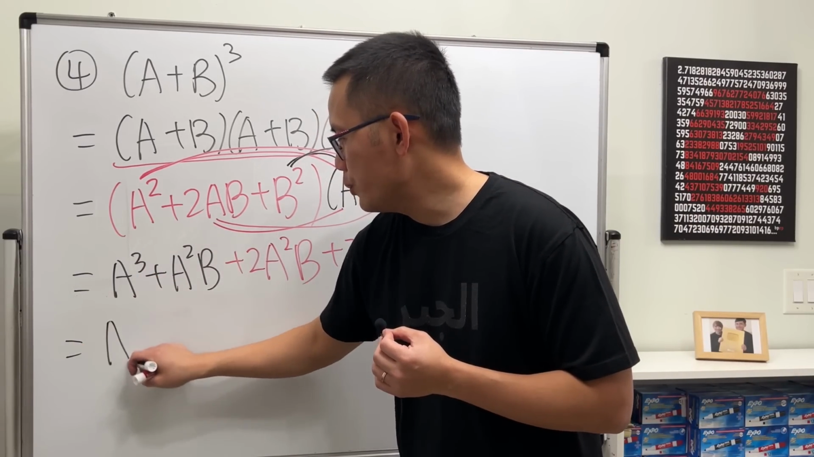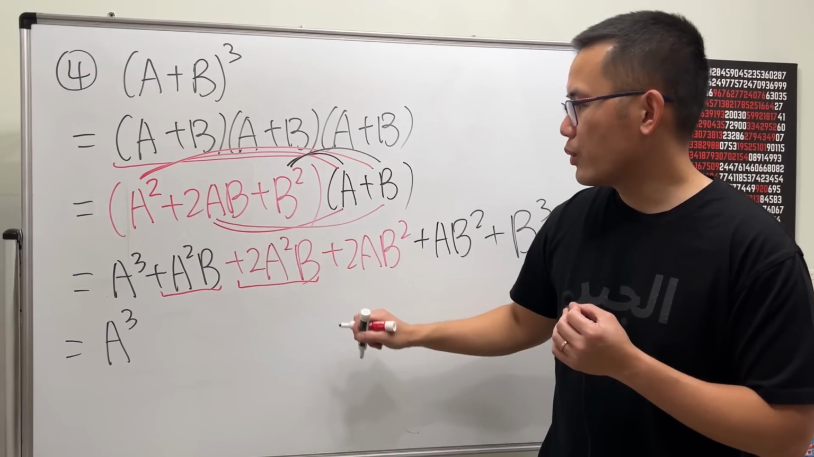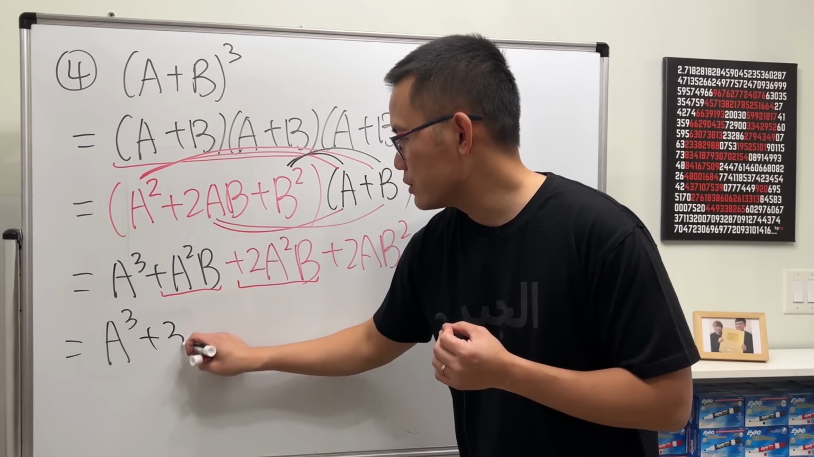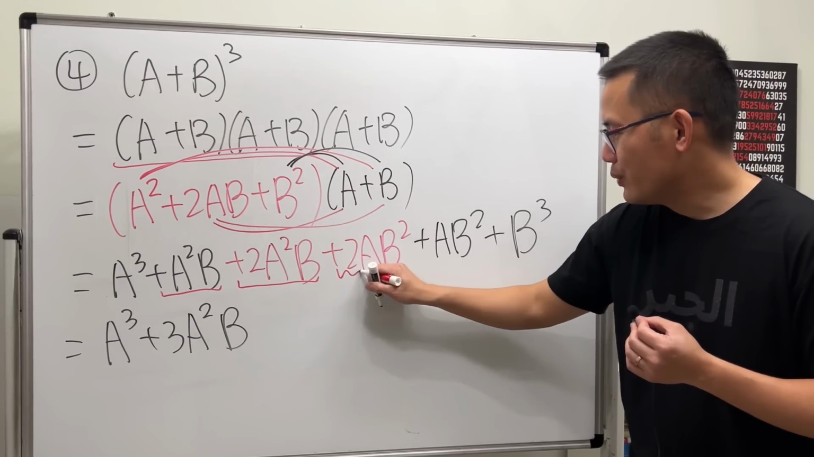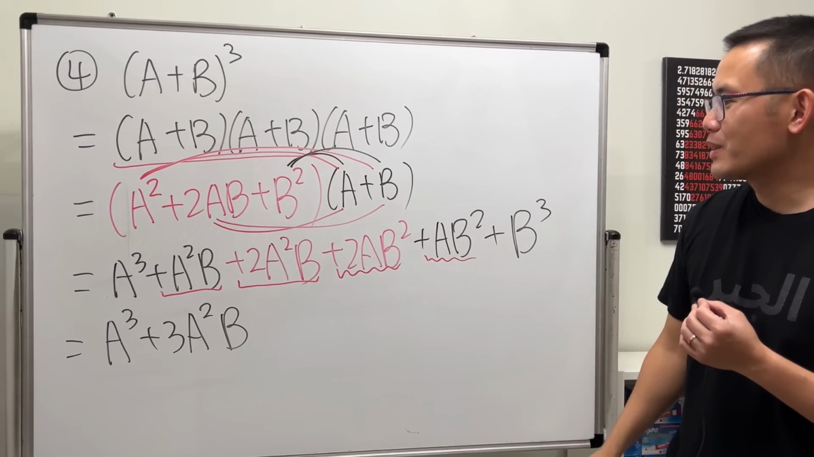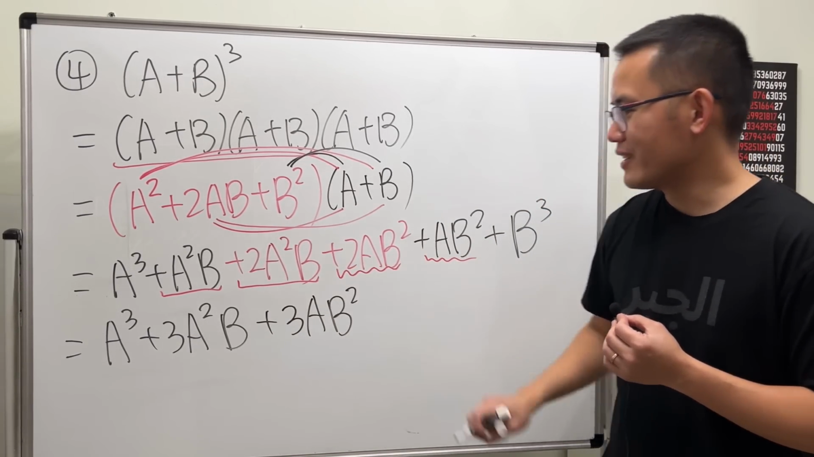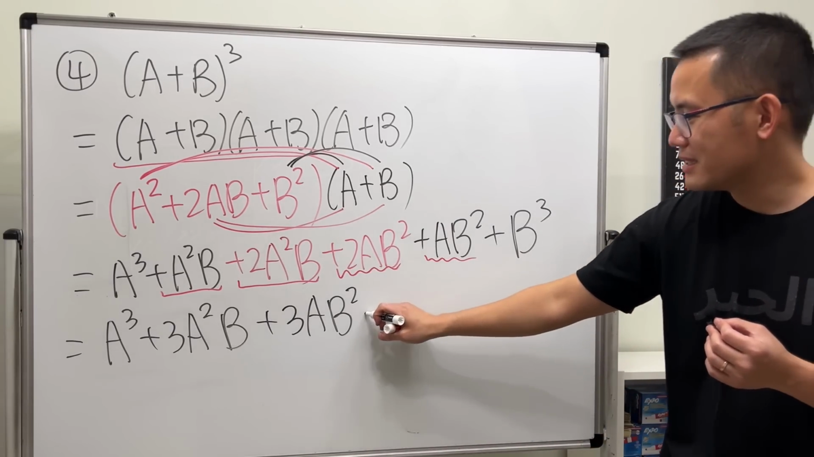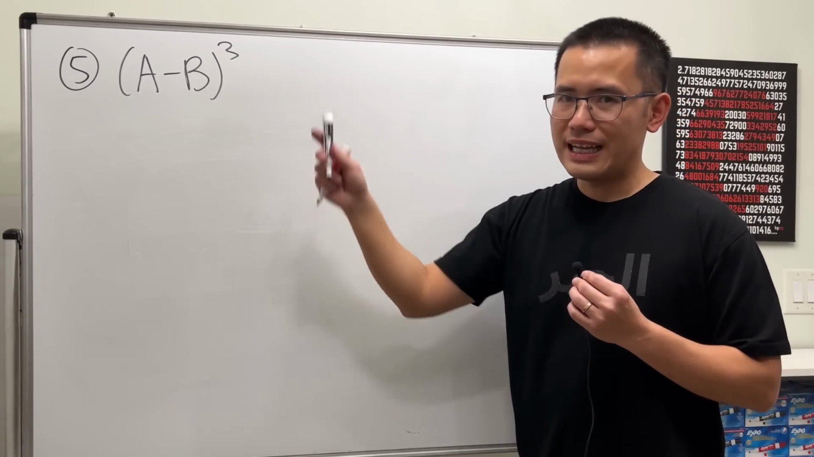Have a look. Here we have A cubed, A squared B, and then 2A squared B, so together is plus 3A squared B. And then 2AB squared, one more B squared, altogether 3AB squared. Finally, plus B cubed. That's it.